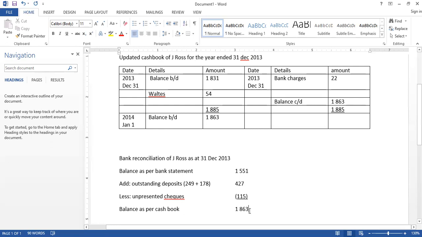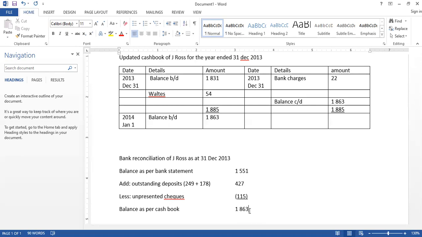Do you understand? Yes. Okay. So that's it with the bank reconciliation. The next questions are just theory. What is a bank reconciliation statement? We say that a bank reconciliation statement is a statement that is used to reconcile our bank statement with our cash book. And then you are also asked to name two reasons for differences in balance between the cash book and bank statement.